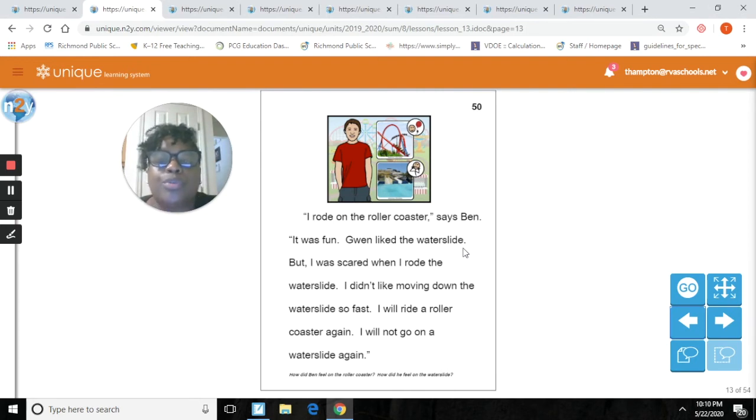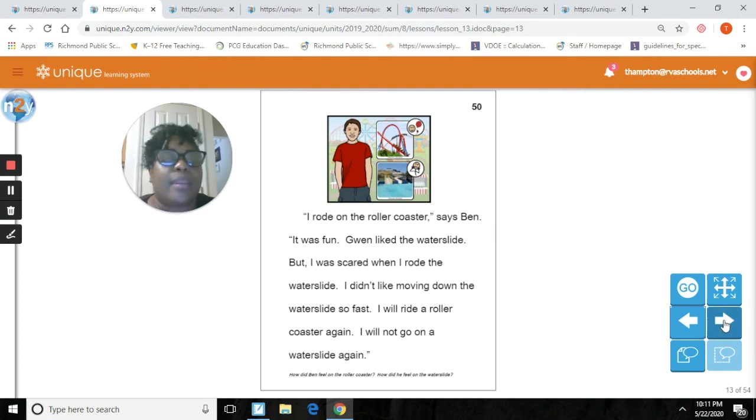Whenever you go to a place like this, there are so many rides. There are so many rides. I can remember going to Kings Dominion at one time. There were so many rides there. No, it was Disney World. And it's just so many rides, and everybody's not going to like the same rides.